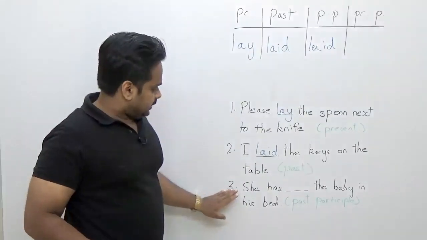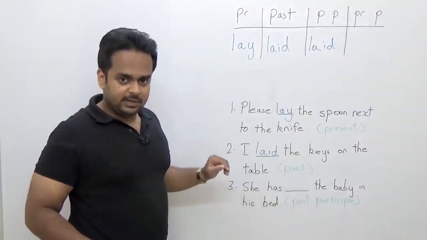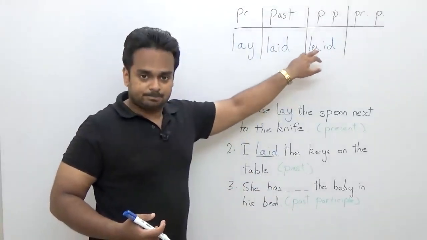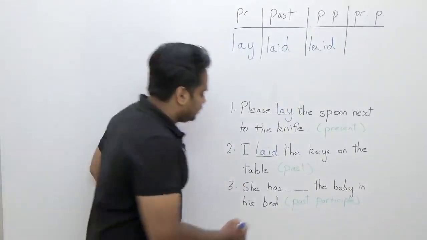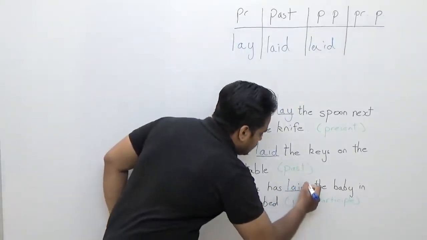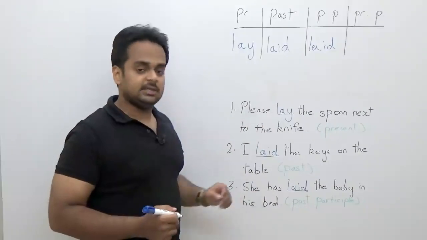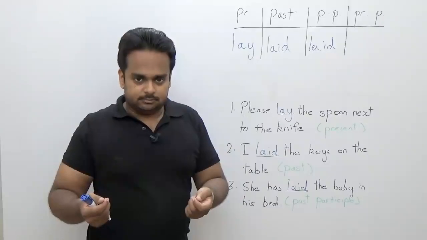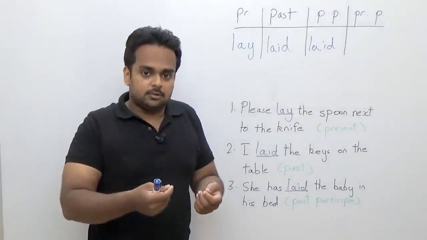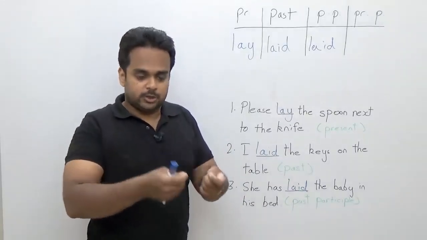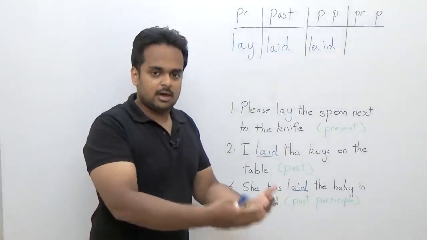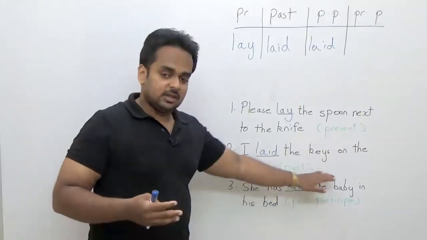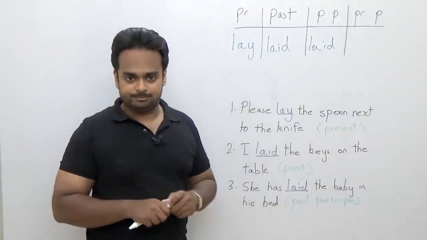So here, this is a sentence that we have in the present perfect tense. So we're going to use the past participle form. She has laid the baby in his bed. That means she has just taken the baby and she wanted to put him to sleep. So she took him to the bed and she gently put him down in his bed and tucked him in, and now the baby's sleeping. So she has laid the baby in his bed.